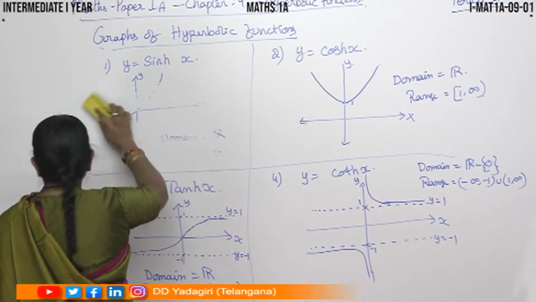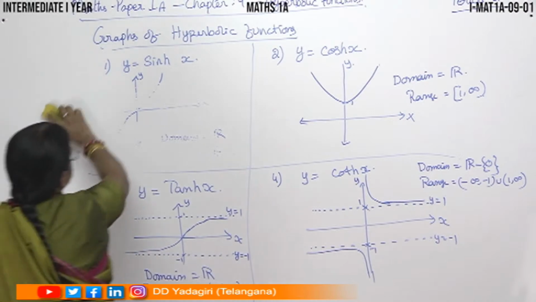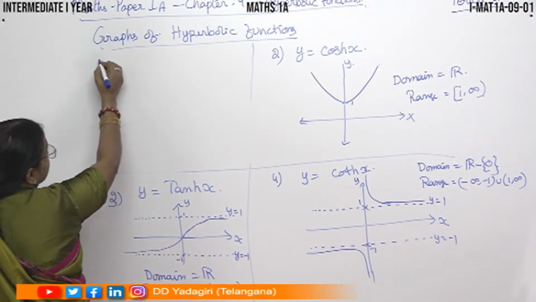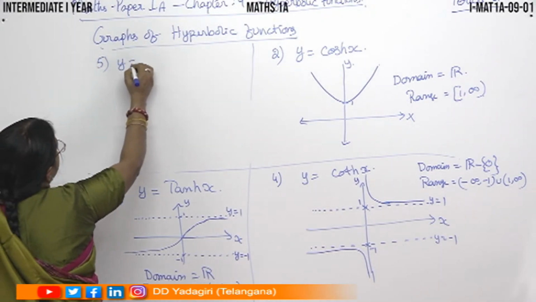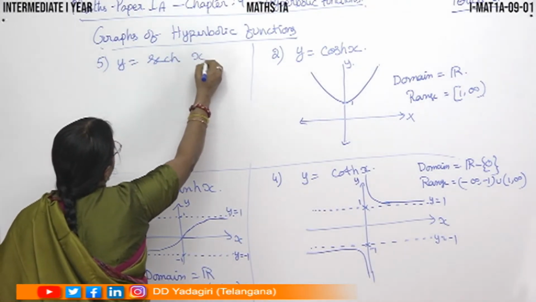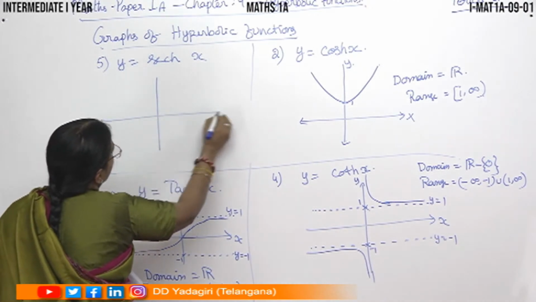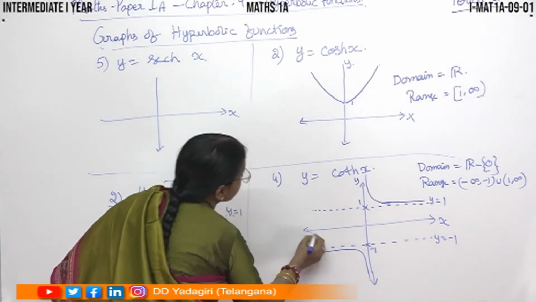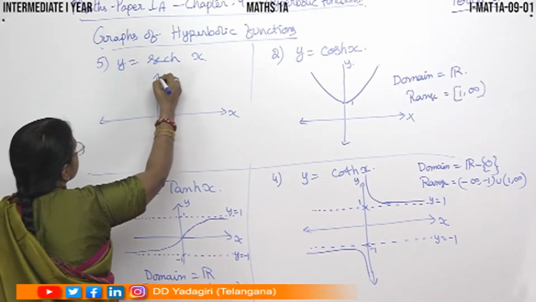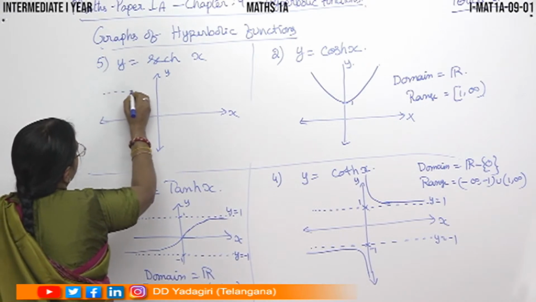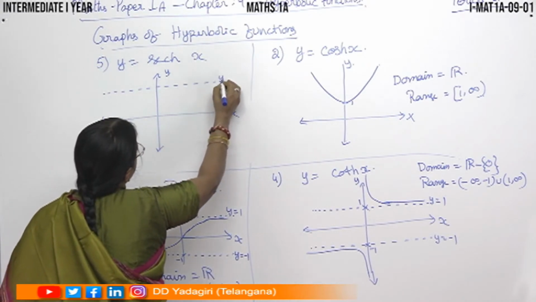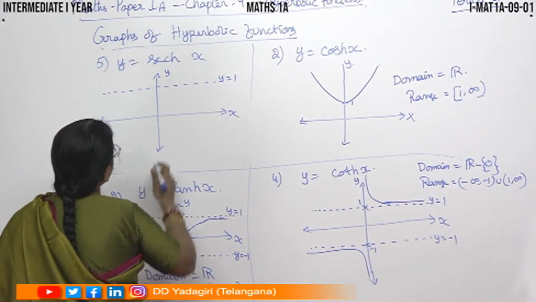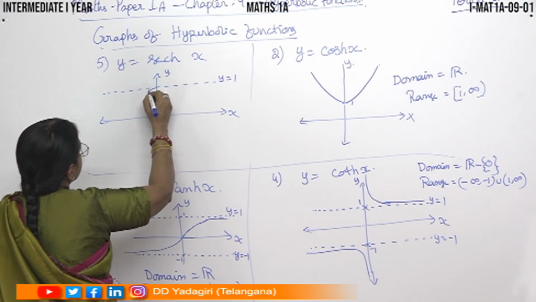Now next is the graph of y is equal to secant hx, the fifth one. This is the x-axis, and this is the y-axis. Now we'll draw a line like this. This is the line y is equal to 1, and you'll have the graph like this.